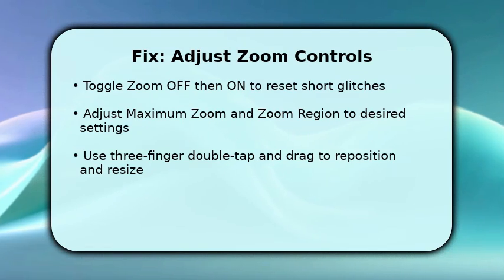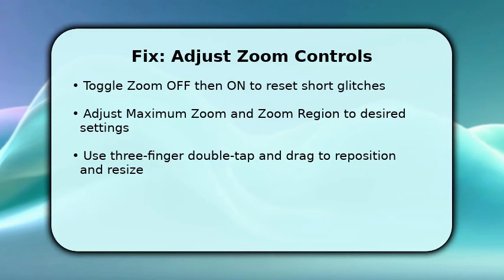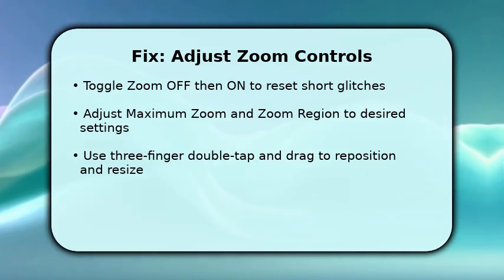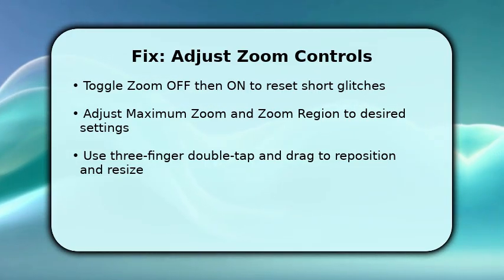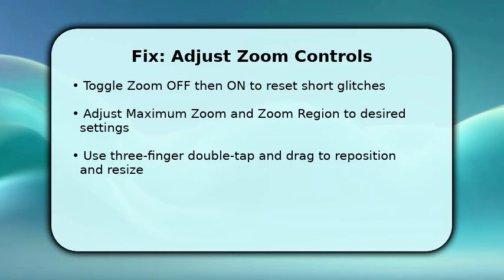Next, toggle zoom off and then back on to clear transient bugs. This simple reset often restores normal behavior. You should then lower or raise maximum zoom and switch zoom region between full screen and window to test how the display reacts, because some problems are region-specific.